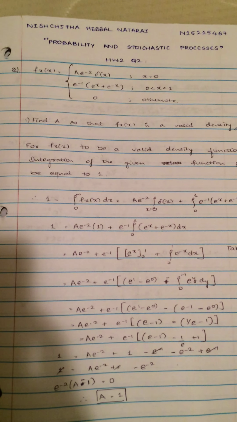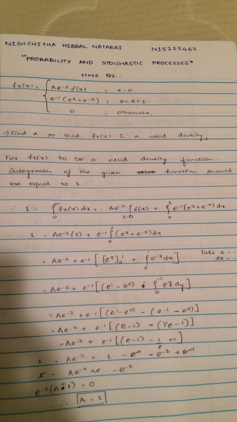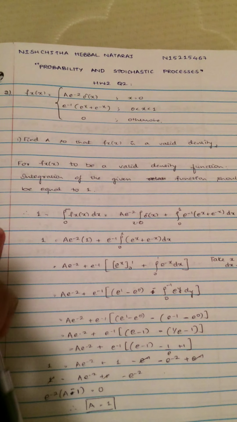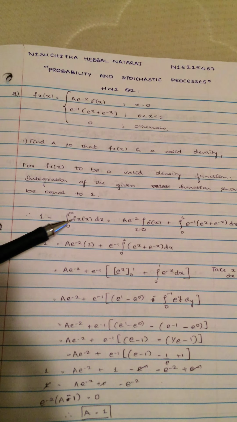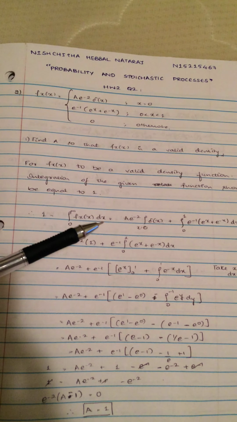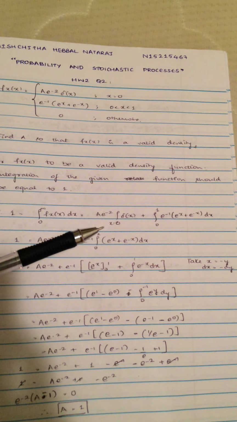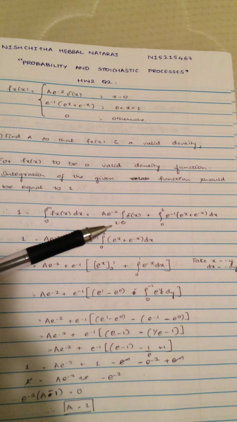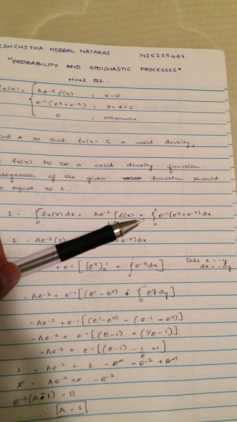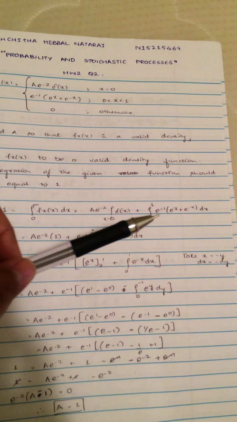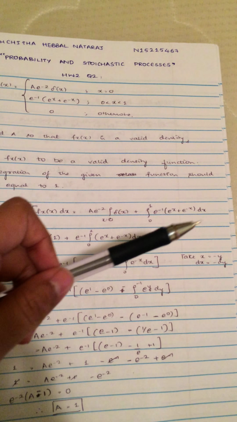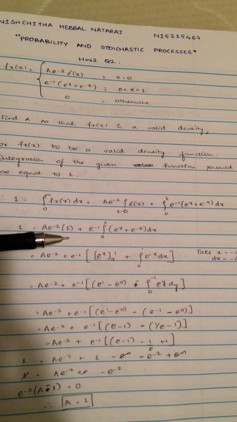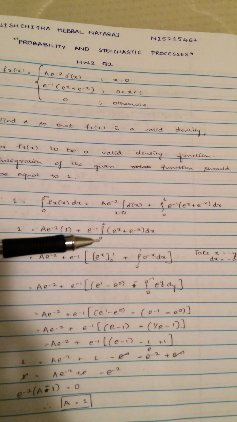In order for any function to be a valid density function, the overall integration of the given function should be equal to 1. So we can take 1 is equal to integration of 0 to infinity f of x dx, which comes to, for x is equal to 0, a into e to the power of minus 2 integration of delta of x, plus integration of 0 to 1 of e to the power of minus 1 into e to the power of x plus e to the power of minus x dx.